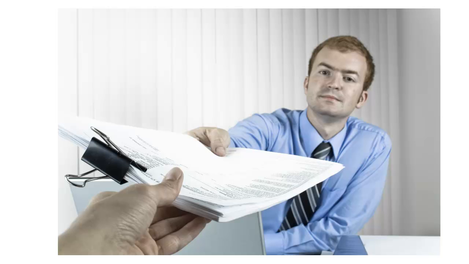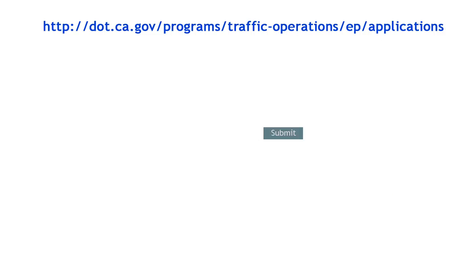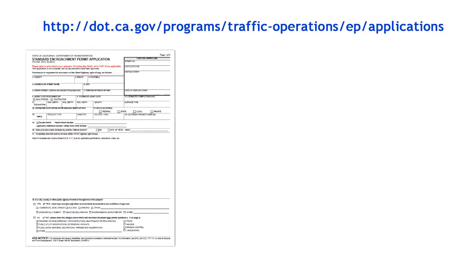We will now review each of the three basic parts of a standard encroachment permit application package. First, the application, then the supporting documents, and finally, the fees. Let's start with the application form. The application form TR0100 can be found on this web link shown.